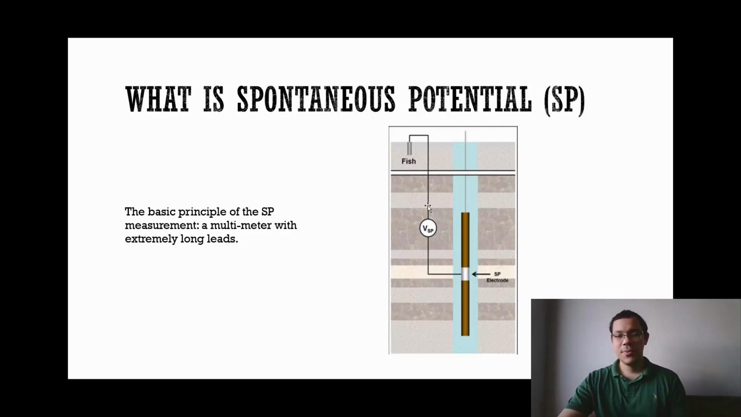Maybe this image might confuse you because you think that these two electrodes are physically attached by this line, but they are not. The purpose of this line is to show you where the difference in voltage is. It's between one electrode on surface and your wireline tool, which is downhole.